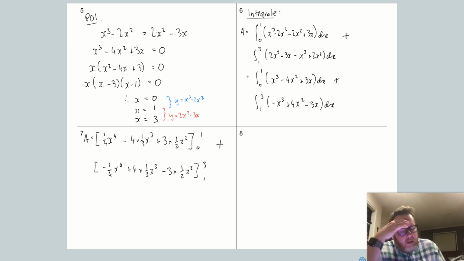Okay, simplifying that a little bit. Nah, let's just go straight for substitution. So having a look at that first integral there between 1 and 0, we are going to have a quarter 1 to the power of 4 minus 4 times a third. That's just 4 thirds, right? So I'm going to say 4 thirds 1 cubed plus 3 times a half is 3 over 2. So I'm going to have 3 over 2 1 squared.